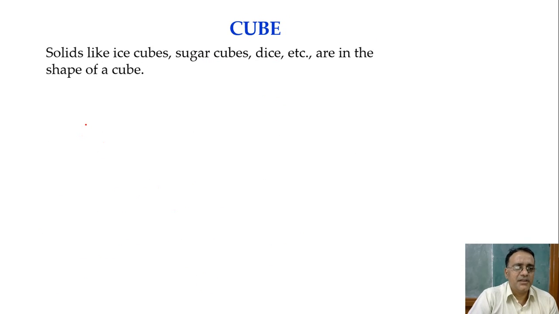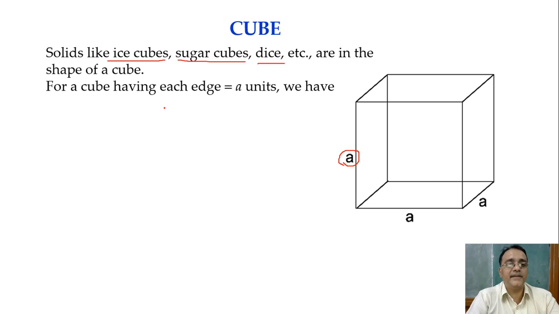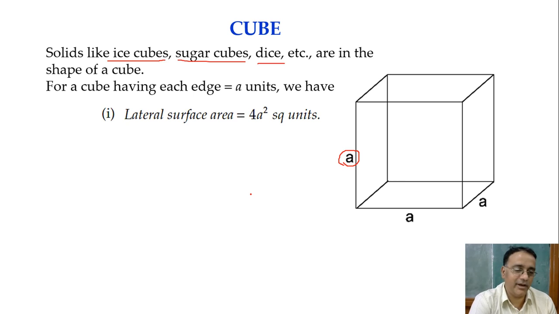Next, cube. Solids like ice cubes, sugar cubes, dice, etc. are in the shape of cube. So this is the diagram, and the length of each edge is denoted by letter A. For a cube having each edge equal to A units, formula number 1, lateral surface area. What is the formula for lateral surface area of cube? 4A square. Right, 4A square units.